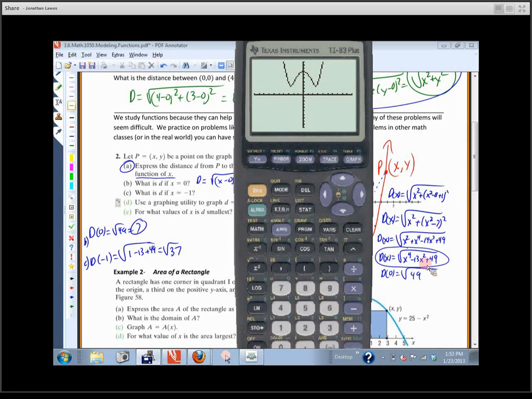It's a good thing the calculator did this graph for you, huh? Good thing this isn't a parent graph that you have to have memorized. My question for you is this. What's the function value right there? 8. Close. 7. 7.